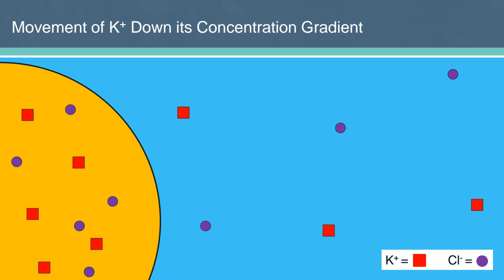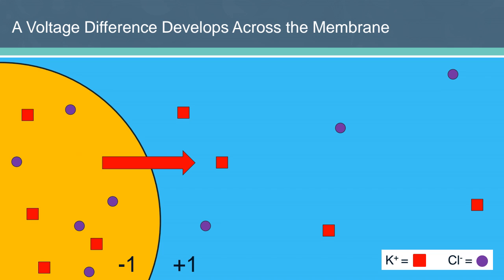In solution, the potassium chloride salt dissociates into potassium ions, which are positively charged, and chloride ions, which are negatively charged. In this diagram, the potassium ions are shown as red squares, and chloride ions are shown as purple circles. Recall that there is a higher concentration of potassium ions inside of the cell compared to outside. Therefore, potassium ions will move down their concentration gradient from inside of the cell to outside. For each potassium ion that moves down its concentration gradient, there will be a net gain of one positive charge outside of the cell, and there will be a net gain of one negative charge inside of the cell.